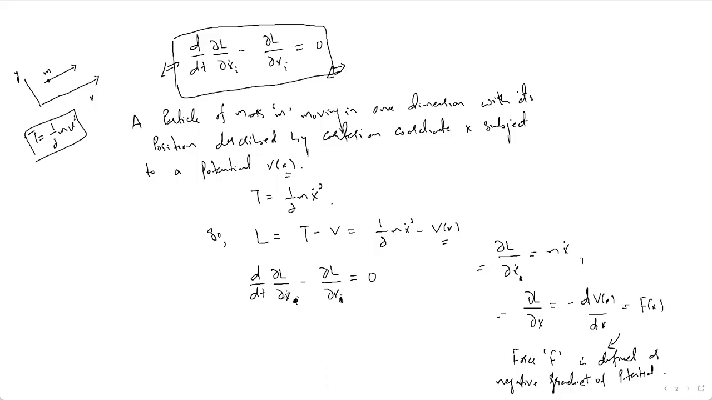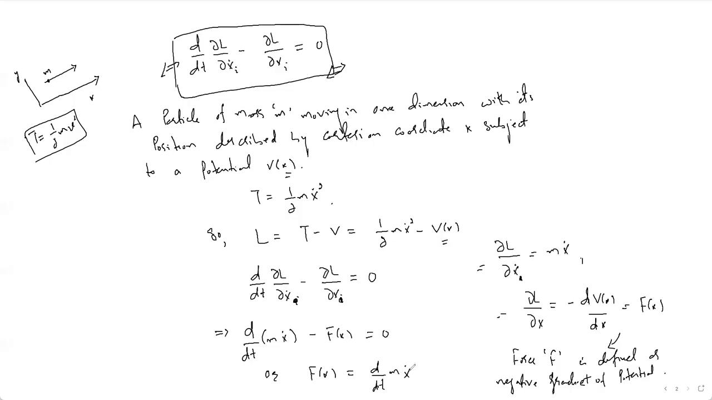How I will write this: d by dt of partial L by partial x dot, that is simply m x dot, minus partial L by partial x, that is minus F of x, will be equal to 0. Or simply I can write F of x will be equal to d by dt of m x dot.